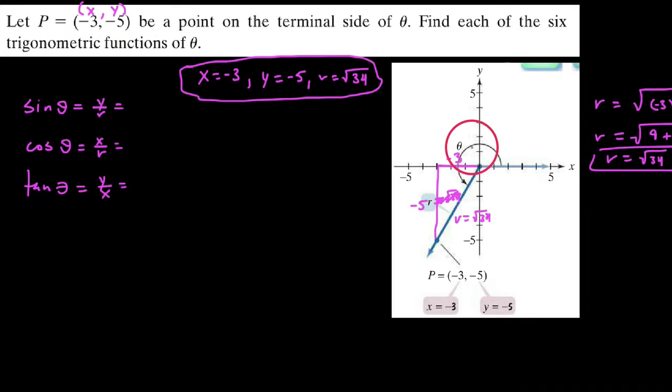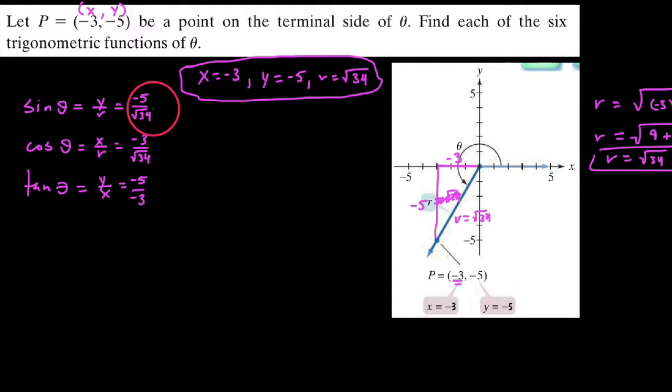So let's go ahead and say for our angle theta here, what we get for y over r would in this case be our y value of our point, which is -5, over the r value, which is the square root of 34. For our cosine value, we would get x over r. Our x value of this point is -3, so we get -3 over the square root of 34. And then for our tangent value, what we're going to get is opposite over adjacent, or y over x in this case, which is -5 over -3.